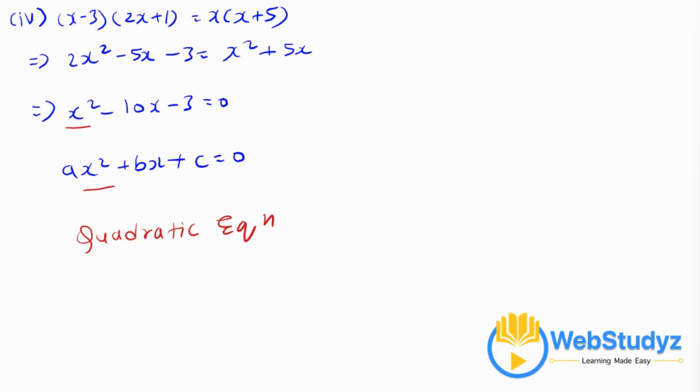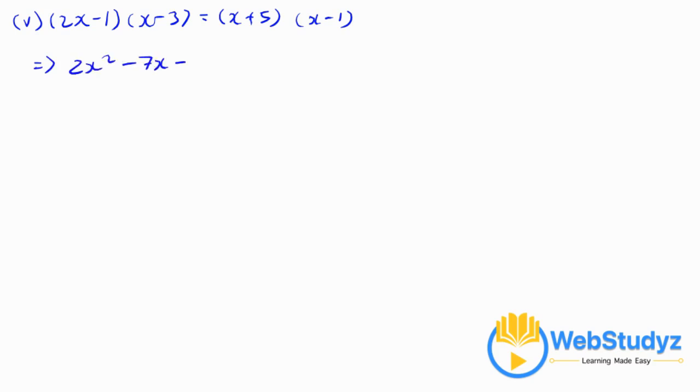Now move on to the fifth one, that is (2x − 1)(x − 3) = (x + 5)(x − 1). So solving this we get 2x² − 7x + 3 = x² + 4x − 5. Further solving this we get x² − 11x + 8 = 0.